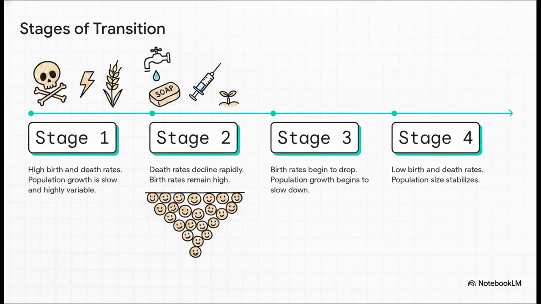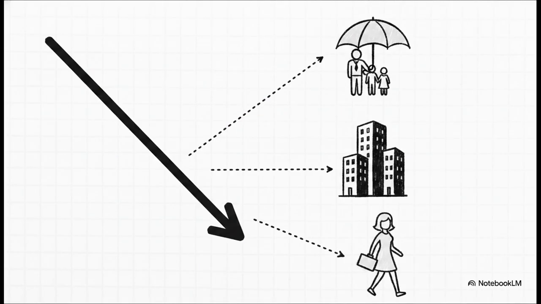Then we hit the early transition stage. This is where basic sanitation and medicine come into play, and death rates just absolutely plummet. But because birth rates stay high, we get this massive demographic explosion. So the crucial point is, what hits the brakes? Well, that happens in the late transition stage. Birth rates finally start to drop, mostly due to increased access to family planning, rapid urbanization, and the integration of women into the workforce. And ultimately, that all leads us right into the post-industrial stage, where both rates are low and the population finally stabilizes.